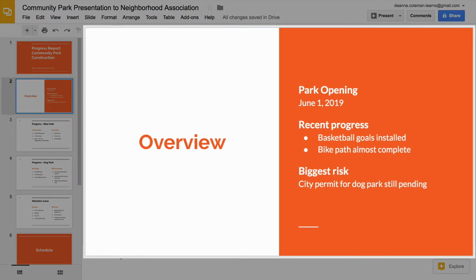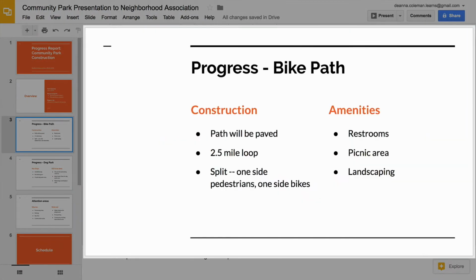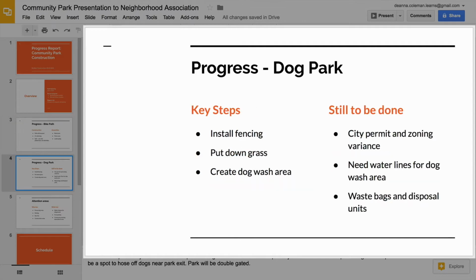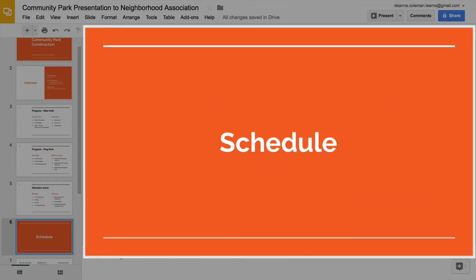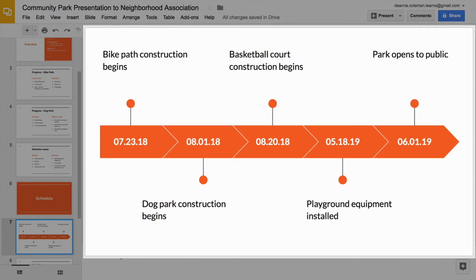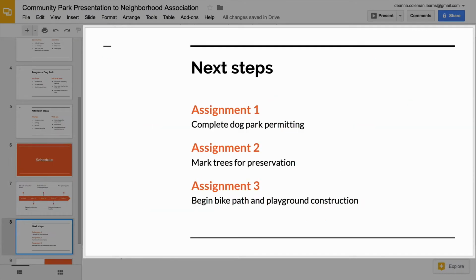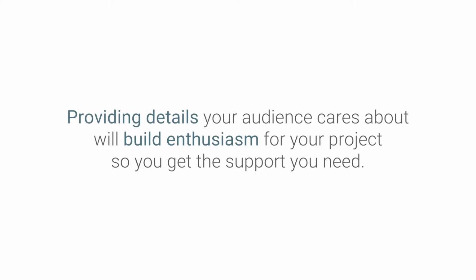Progress or status updates usually include lots of project details, such as risks or potential problems, deadlines, costs, and next steps. In this video, you will fill the presentation with more details and updates about your project. Providing details your audience cares about will build enthusiasm for your project, so you can get the support you need.